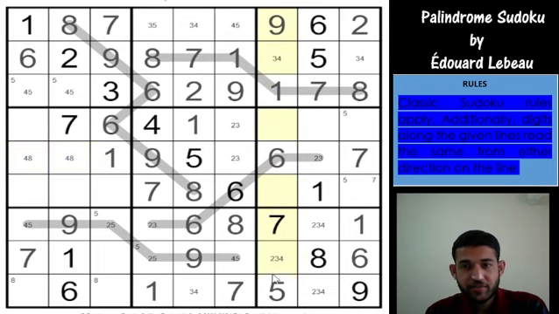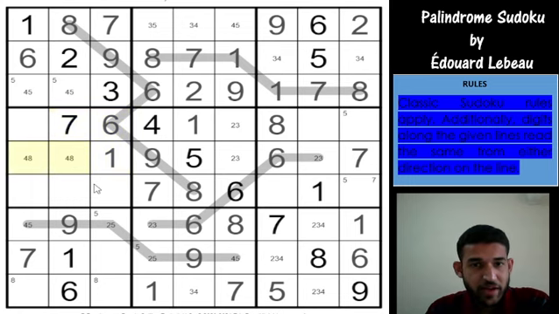and 8 in column 7 has only one cell left. 8 cannot go here, so this has to be 8. So let us look at this box. 1 6 7 4 and 8. 2 3 5 9 are the remaining digits, and this cannot be 2 or 9, so this would have to be 3 or 5.